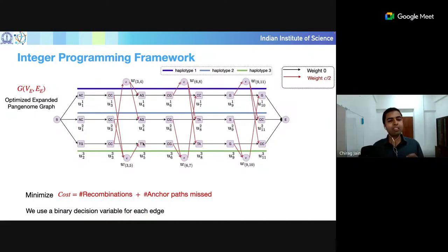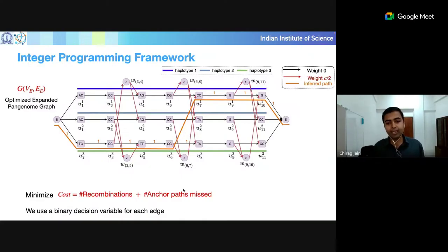So these binary decision variables will tell us the flow going from source to sink along all the edges of this expanded graph. For example, if my inferred path goes from source to sink in this orange colored manner, then all the edge variables along this path will be 1, whereas all the other edge variables will be 0. And the intuition is that whenever we see a flow of 1 along a red colored edge, that means this is something that we have to minimize, right? Because that's the recombination cost.